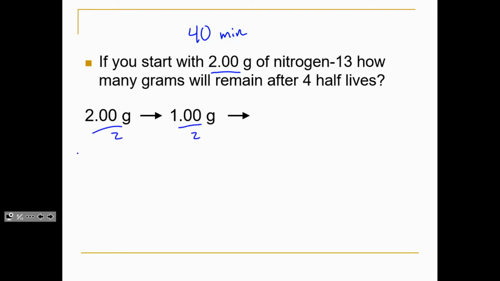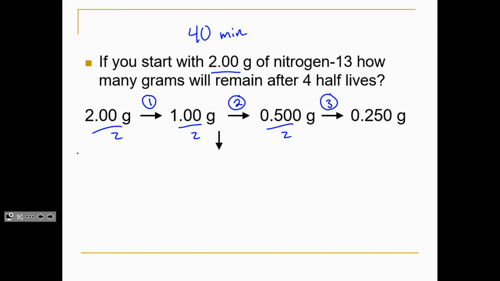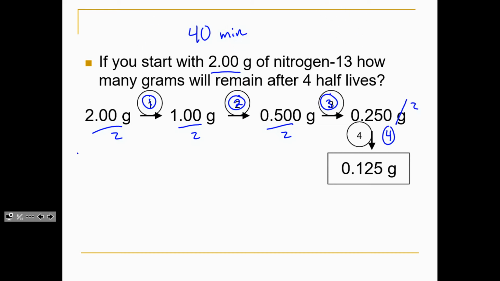After a second half-life, we'll be at 0.5. And if we go through another half-life, we'll be at 0.250. Now that's 1 half-life, 2 half-lives, 3 half-lives. So yeah, we have 4 numbers, but we haven't gone through 4 half-lives yet. So we've got to go through one more, divide by 2, and our final answer would be 0.125 grams. So after 40 minutes, we have 0.125 grams left over.